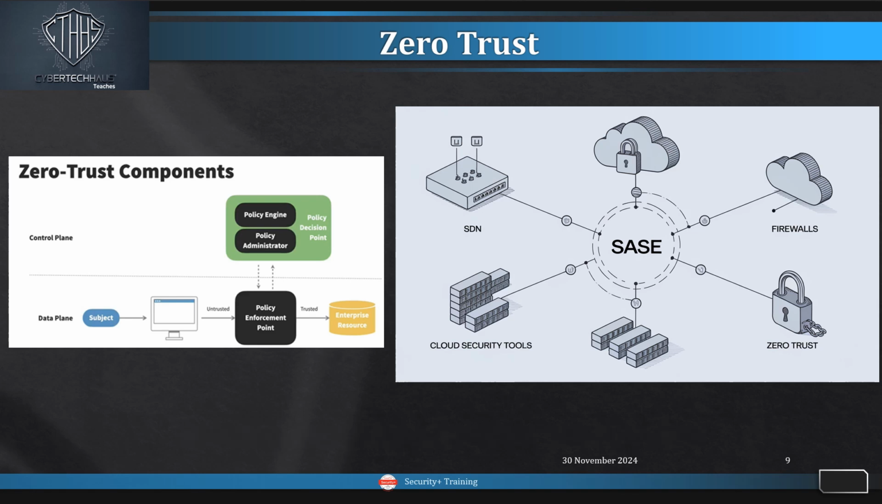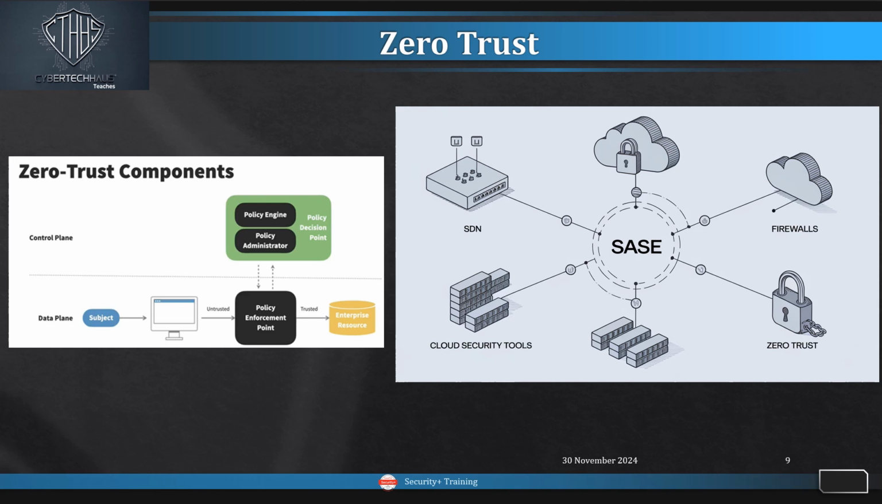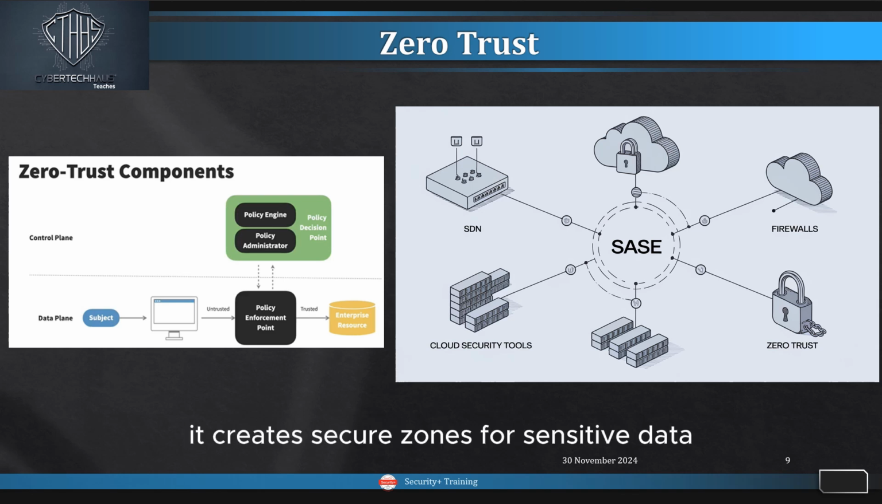Number 3. Policy-driven access. Access rules are flexible and can change as the organization's needs change. Number 4. Implicit trust zones. It creates secure zones for sensitive data like personal information and credit card details, ensuring only authorized users have access.